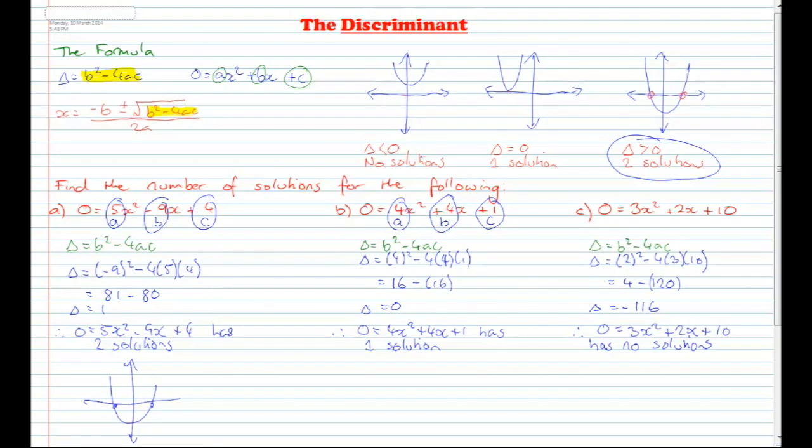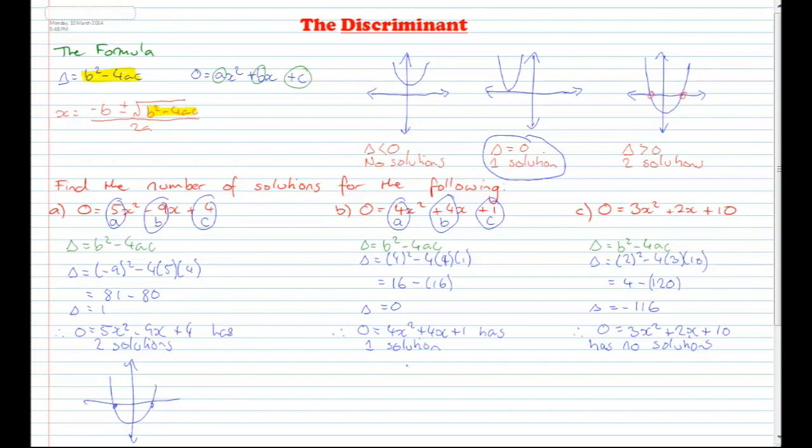So we come up here to our solutions, and let's just delete the last one that we circled. We end up seeing that the discriminant is equal to 0. So it's not less than 0, and it's not greater than 0. It's equal to 0, so therefore you're going to have one solution.